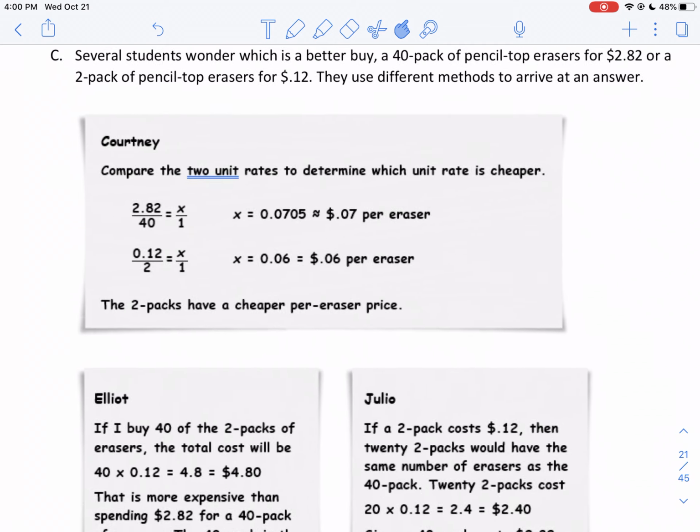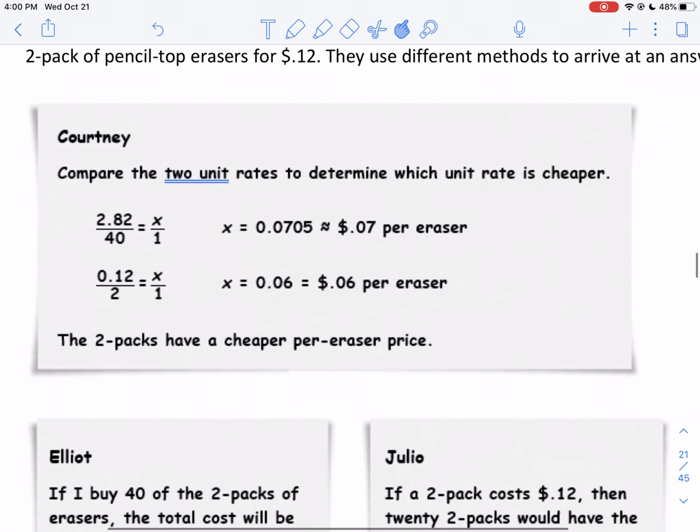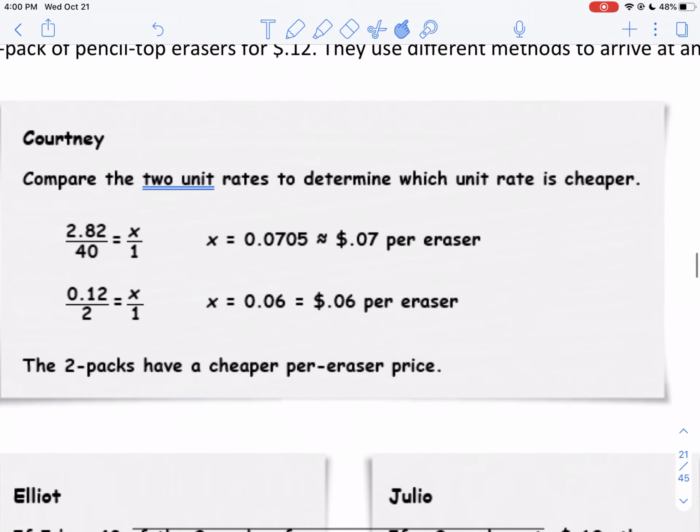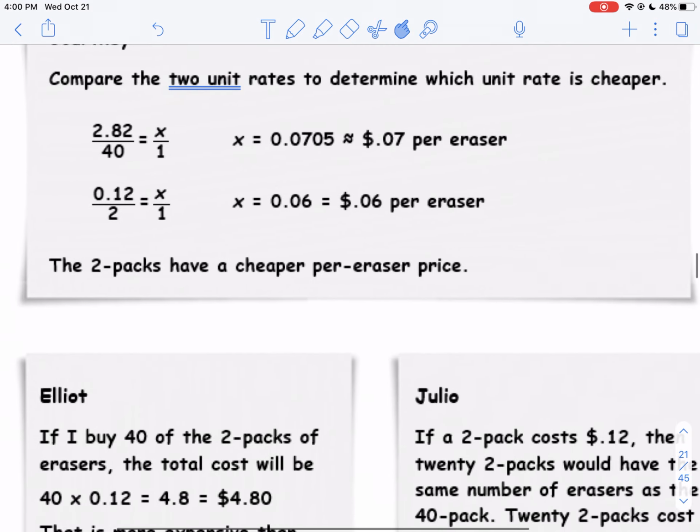So we're starting here with Courtney. Courtney says, compare the 2 unit rates to determine which unit rate is cheaper. She goes along to say, 282 divided by 40 equals x over 1. And so she gets roughly 7 cents per eraser, or the 2-pack is 6 cents per eraser. So she's saying the 2-packs have a cheaper per eraser price.